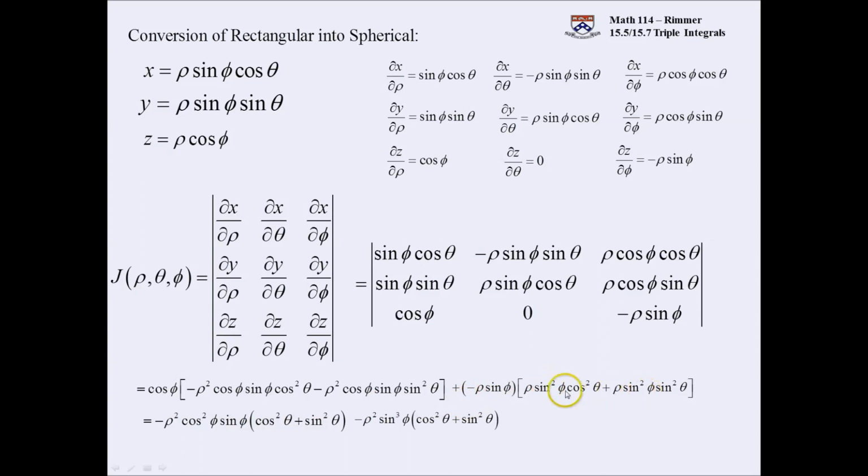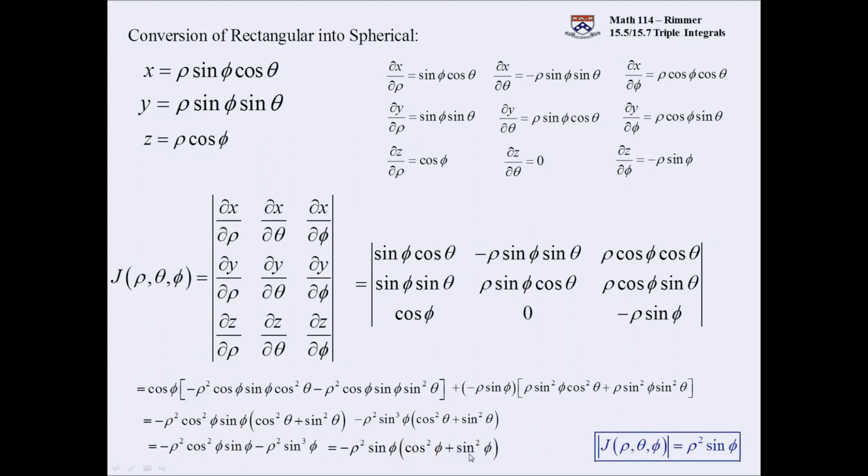On this guy, what do they have in common? They have a rho and a sine squared on phi. Take that out, you already have a rho and a sine on phi. So we have a minus rho cubed sine cubed on phi, and conveniently left with cosine squared plus sine squared again. So that's 1. Now you have these two guys, where you could factor out what they have in common, which is a minus rho squared sine phi, and you'll conveniently be left with cosine squared phi plus sine squared phi added together. So we end up with a 1 there.